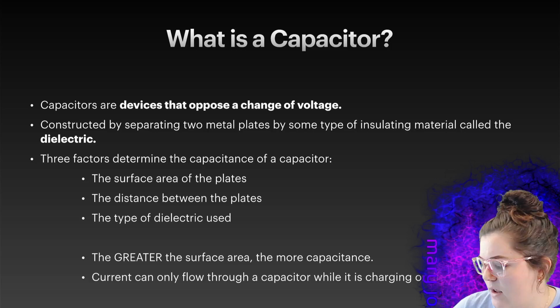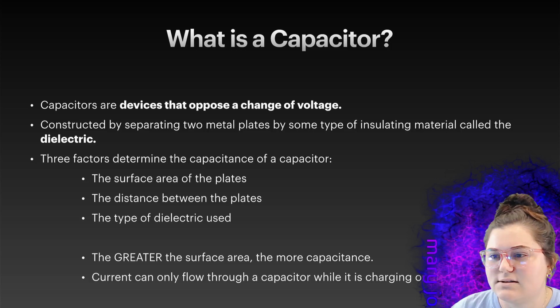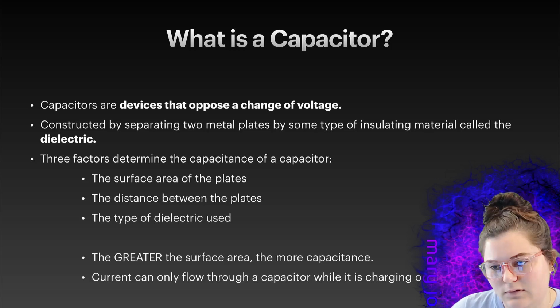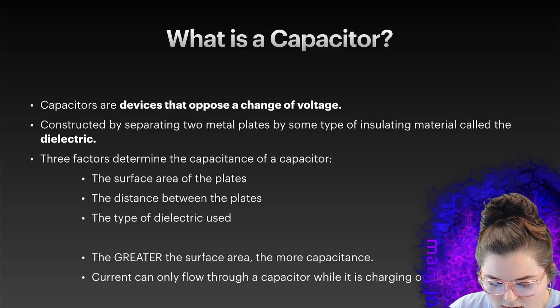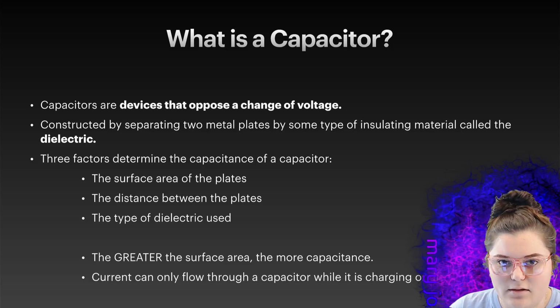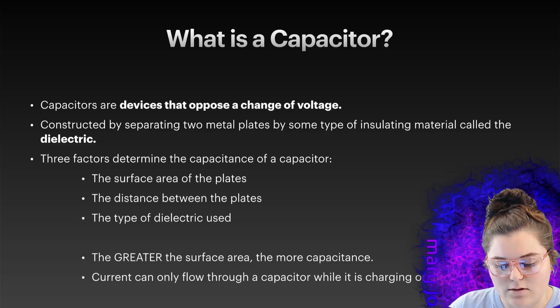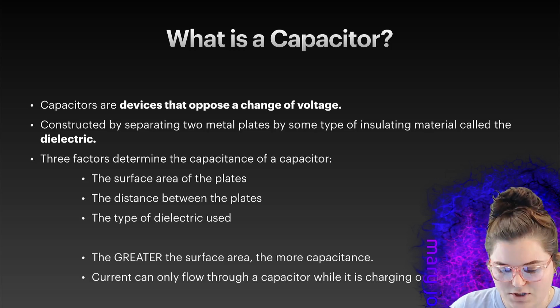That's going to be the surface area of the plates, the distance between the plates, and the type of dielectric used. And a good thing to remember is the greater the surface area, the more capacitance. Current can only flow through a capacitor while it is charging or discharging.